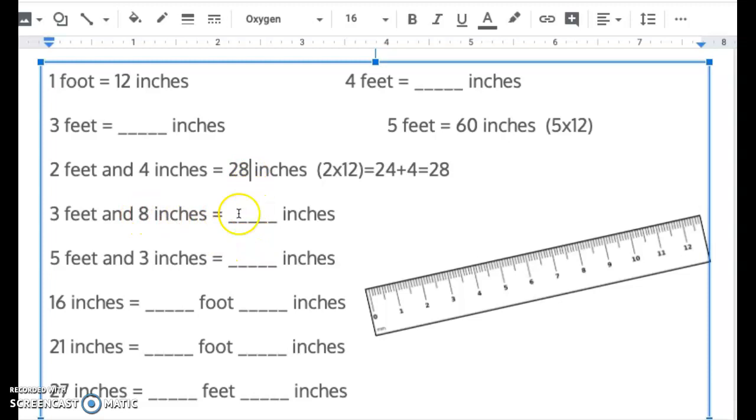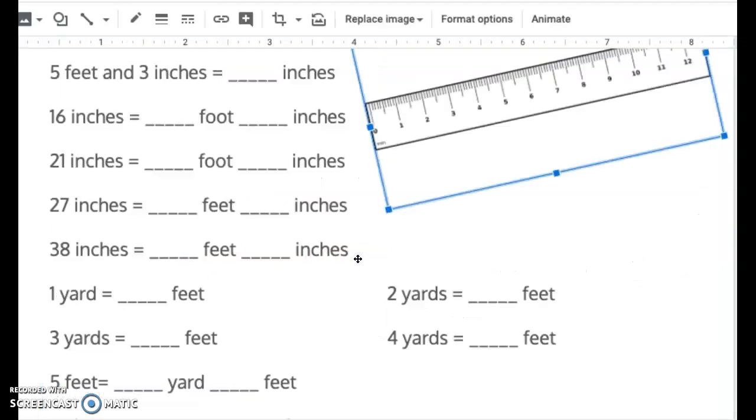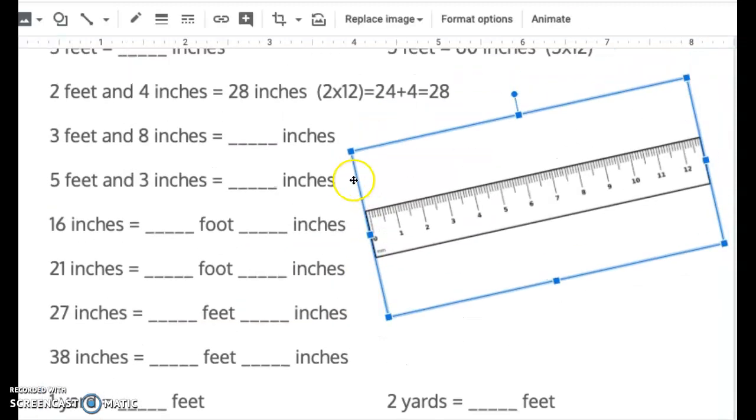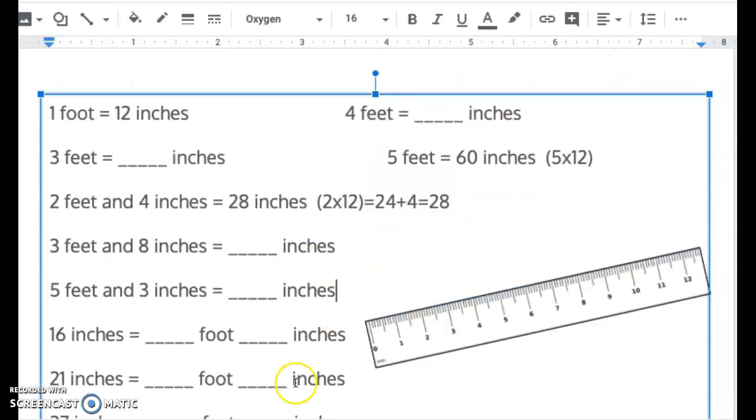Let's skip down. I'm going to let you do that one later. Let's do this one together. 5 feet and 3 inches. Well, each one of the feet has 12 in it. So 5 times 12 is 60, and 60 plus this 3 is 63 inches.